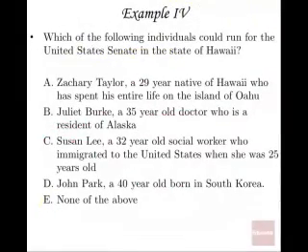Okay, example number 4. Which of the following individuals could run for the United States Senate in the great state of Hawaii? Zachary Taylor. Let's take a look. Zachary Taylor shares the name of our 12th president of the United States, but he's a 29-year-old native of Hawaii who has spent his entire life on the island of Oahu. All right, that's great, but guess what? Not old enough. So 29, not 30 years old. So based on that, that's the correct answer.